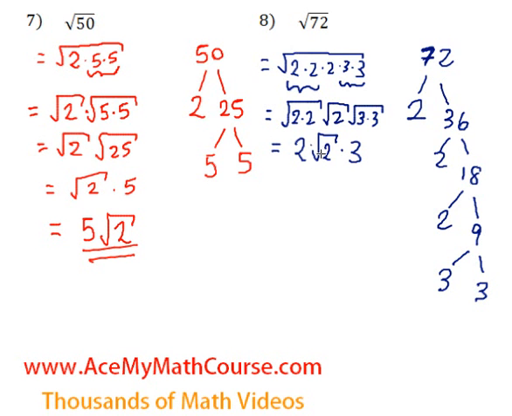So we have 2 times the square root of 2 times 3. And 2 times 3 is 6. So we can just rewrite the square root of 72 as 6 times the square root of 2. Or 6 root 2. That's it.